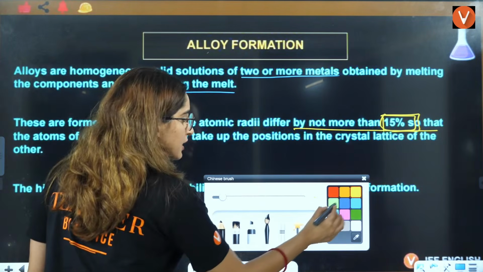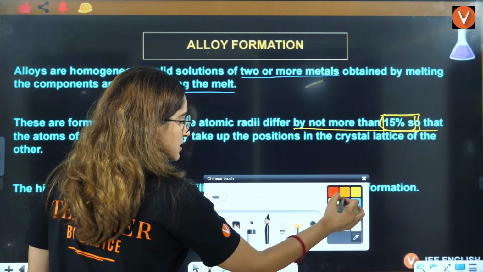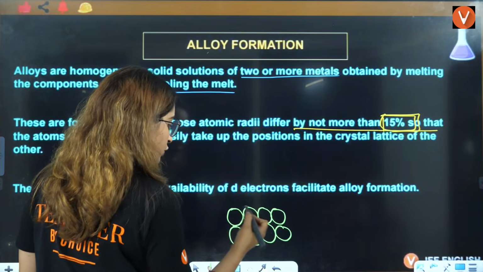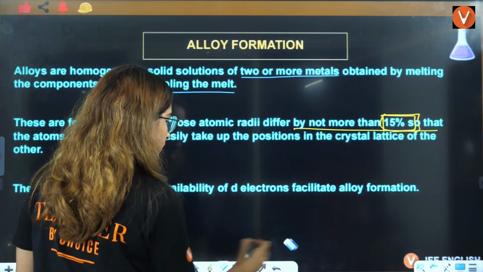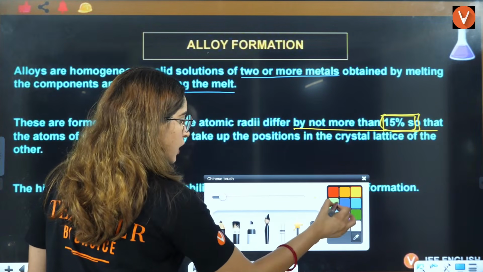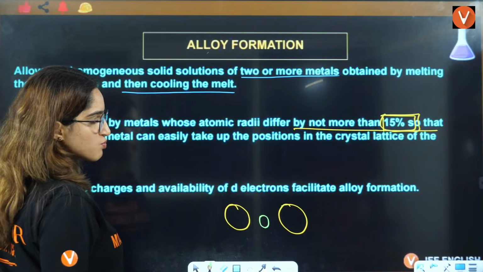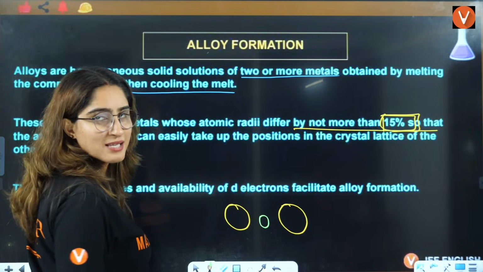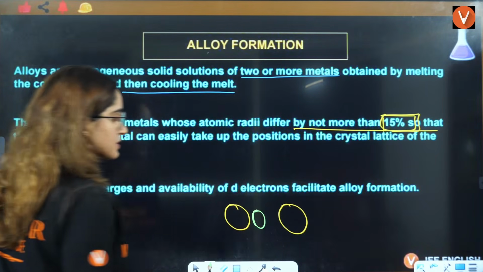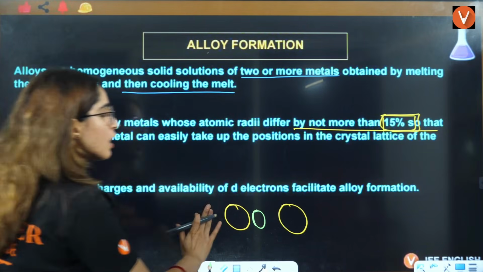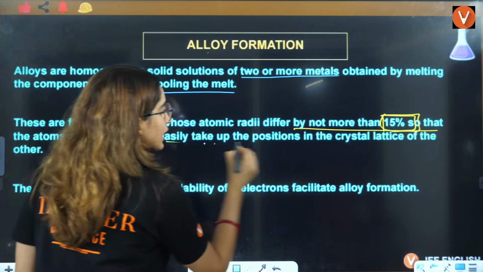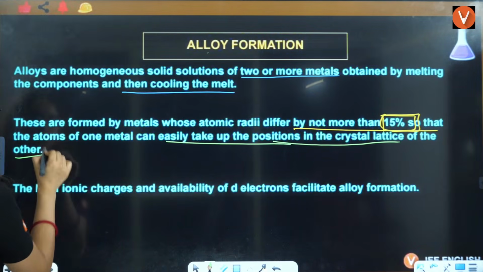Okay, so let's see, here you have this atom. If you have the same thing, when you melt it, you want it to change to something like this, okay? This is big, this is big. Now, if this is very small, the difference is very big. Now, they won't be able to mix and make the alloys, right? So, the difference should not be more than 15%. This much difference still can work, right? So, the difference in the radii cannot be more than 15%, right? So that they can easily take up positions in the crystal lattice of the other.